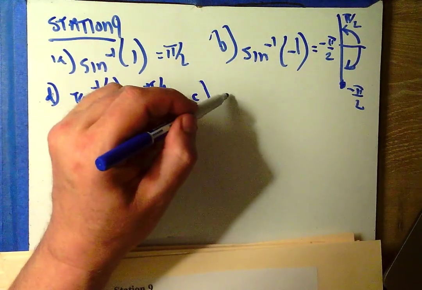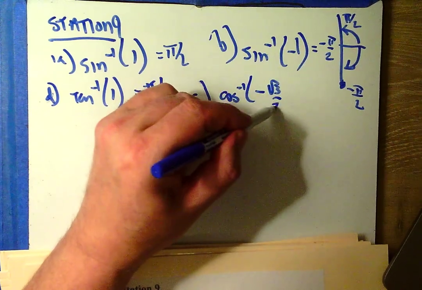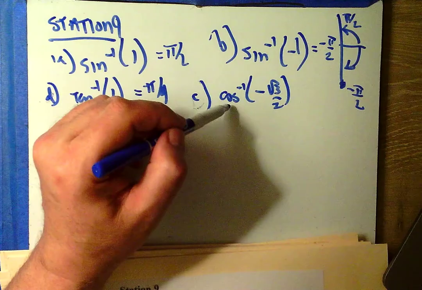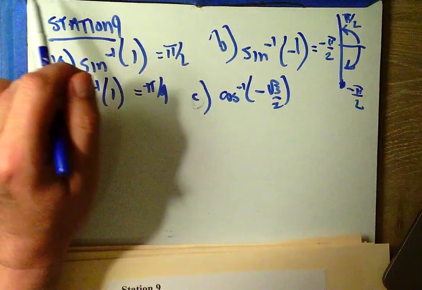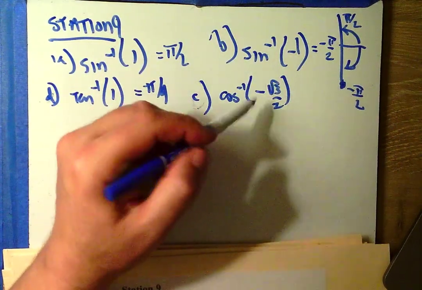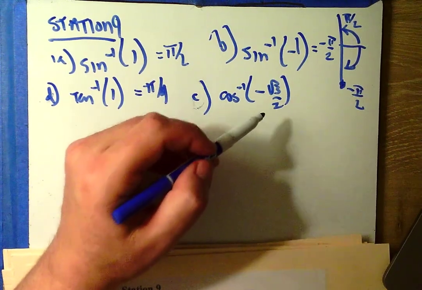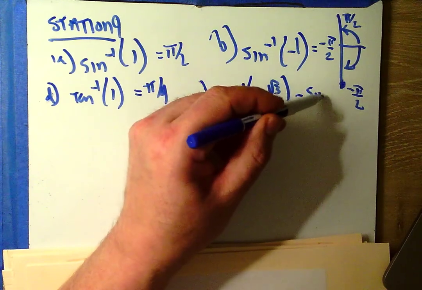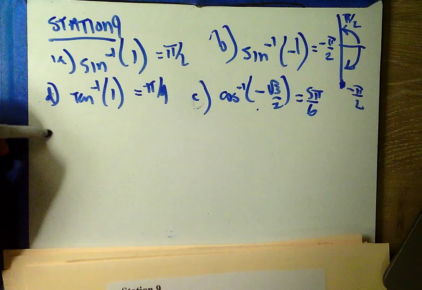C, however, is cosine inverse of negative root 3 over 2. What angle within the restriction of inverse cosine? Remember, the restriction for inverse cosine isn't the same as that of these other two. The restriction is 0 to pi. So what angle on 0 to pi has an x value, or overness, of negative root 3 over 2? And that would be 5 pi over 6. We're comfortable with our unit circle and we know that.